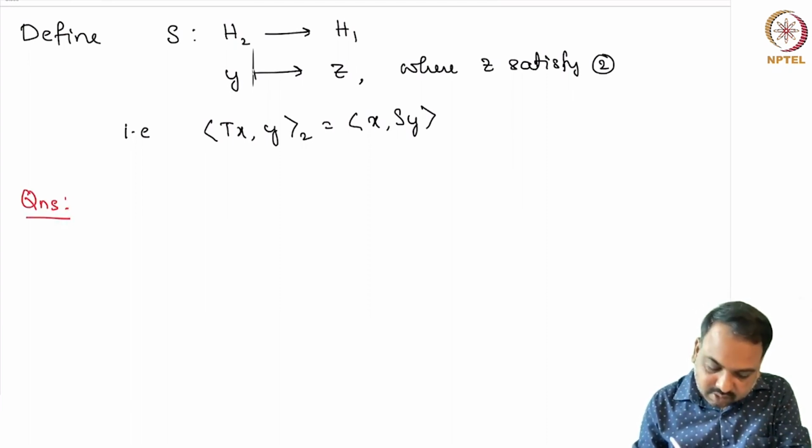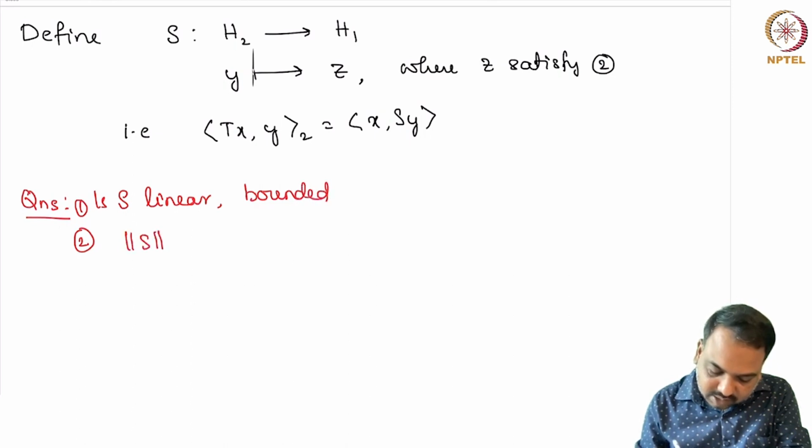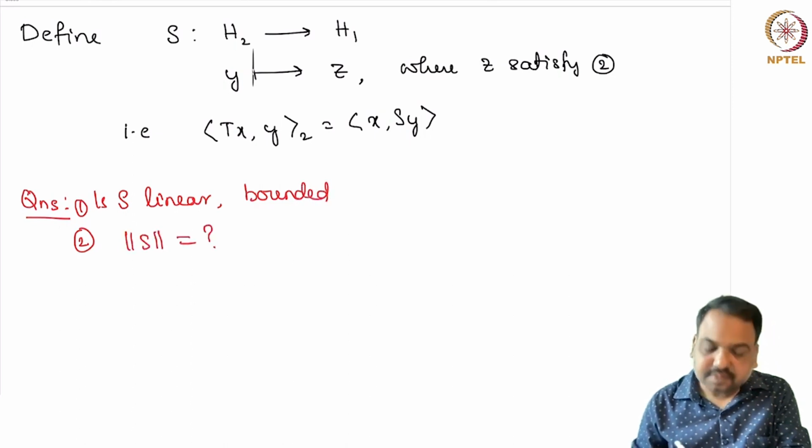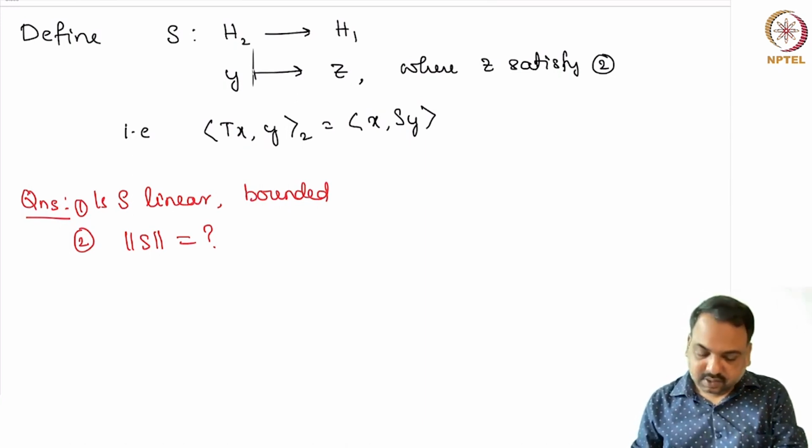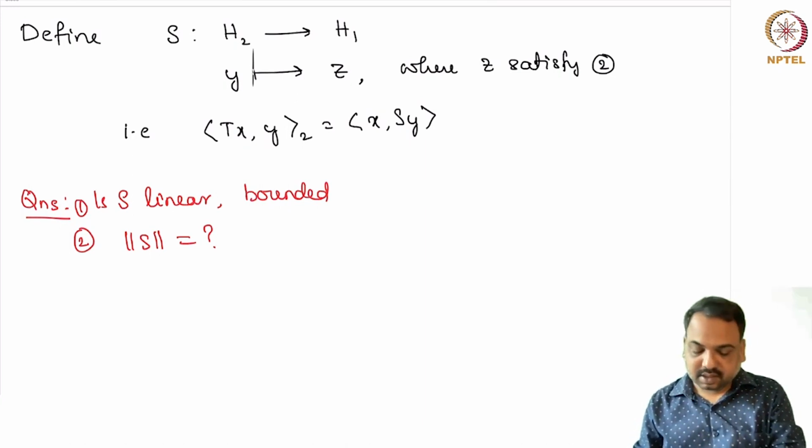Immediately we can ask the following questions: is S linear, is it bounded, what is the norm of S, and how does it depend on the properties of T. So these are the questions we can ask immediately. Let us try to look at them one by one.